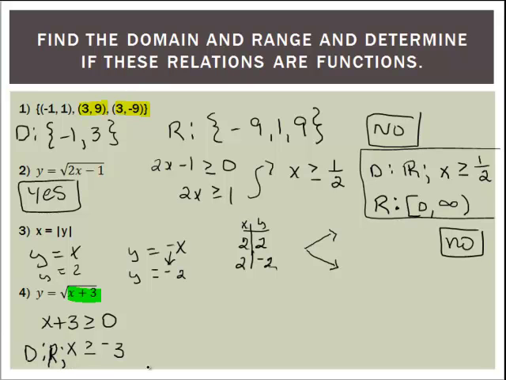All real numbers except x must be greater than or equal to negative 3. And just like we were saying on number 2, since we're taking the square root and we're making this 0 or more, then your y will also be 0 or more. So your range is going to be from 0 to infinity. This is a function, and if you put this in your calculator, it makes this kind of shape. Have a look, see if it's true.